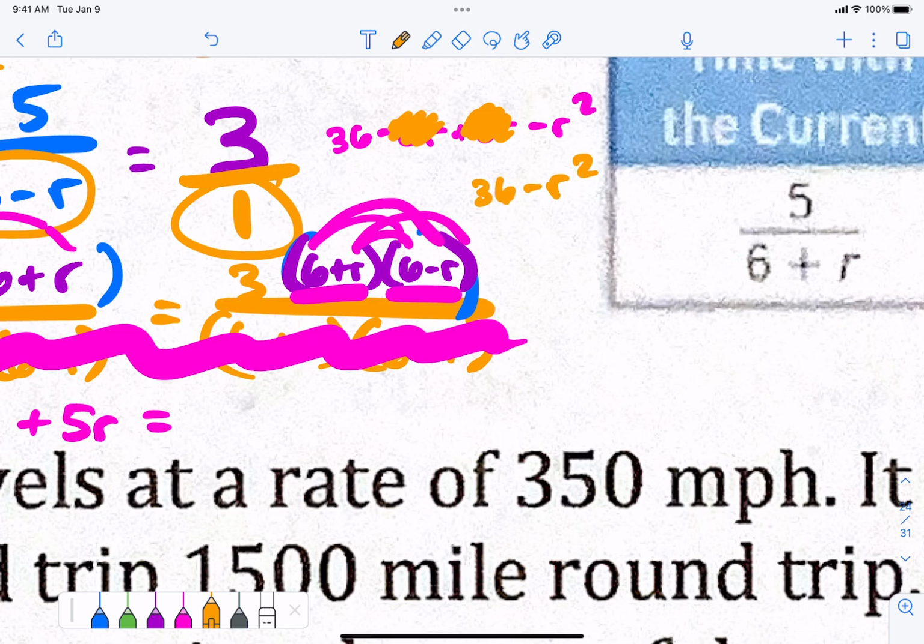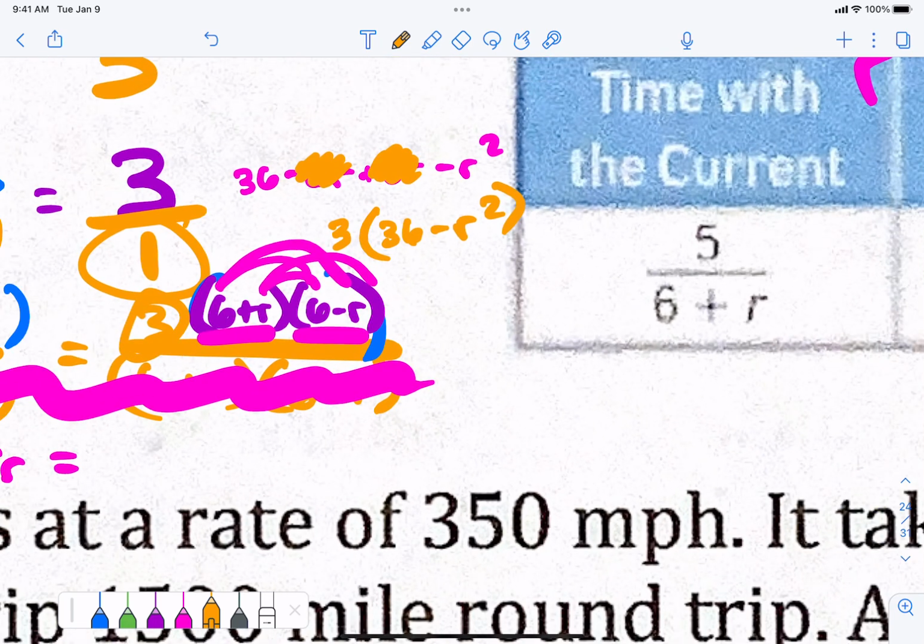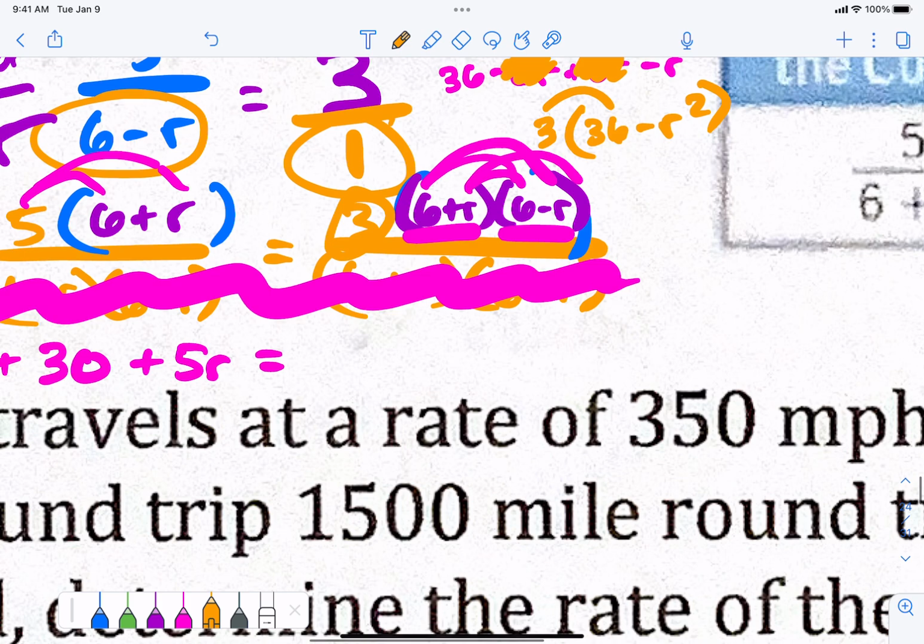But I'm not done with that because I have to multiply that by 3, right? You see that 3 there? Okay, so we FOILed, now we're multiplying by 3. Last thing, what's 3 times 36? I'm going to put it down here. 108. 90 plus 18, yeah, 108. Exactly. Okay, minus, what's 3 times negative r squared? Minus 3r squared.